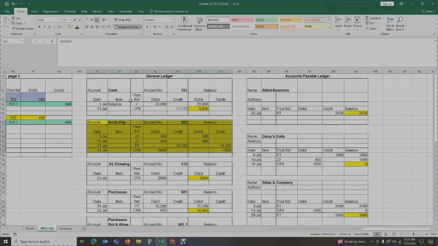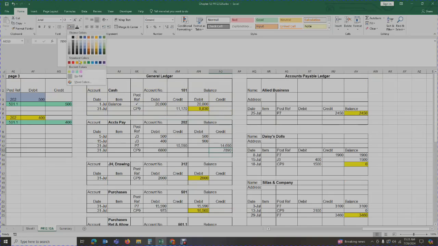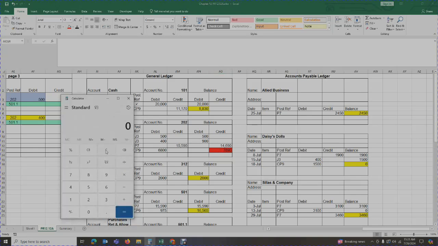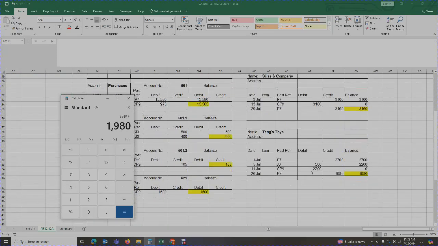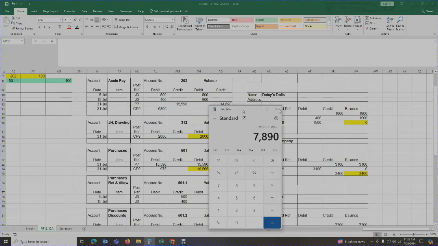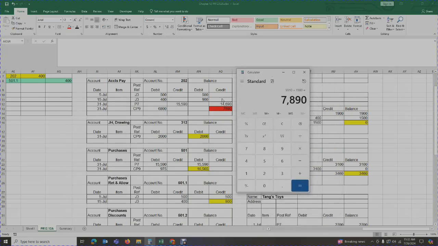Okay, so now, did we do it right? The total of all of these items under your accounts payable ledger should equal that $7,890. So let's see if we did it correct. I've got $2,450 from Allied Business. I've got 0 from Daisy's. I've got $34.60 from CS and Company, and I've got $1,980 from Tanks Toys. My total is $7,890, which is the number on your accounts payable ledger.